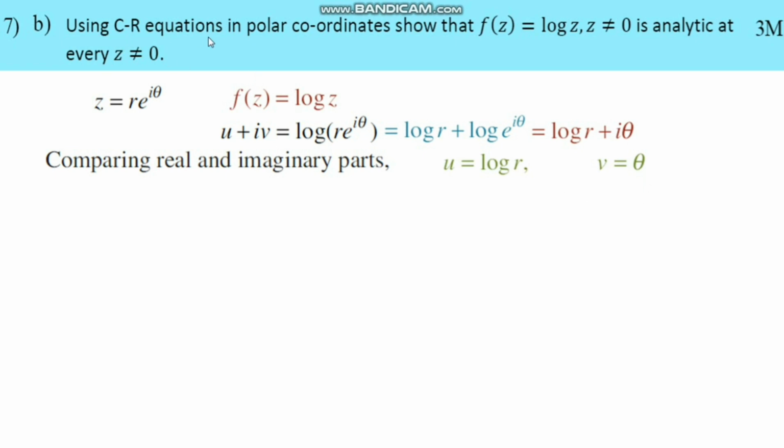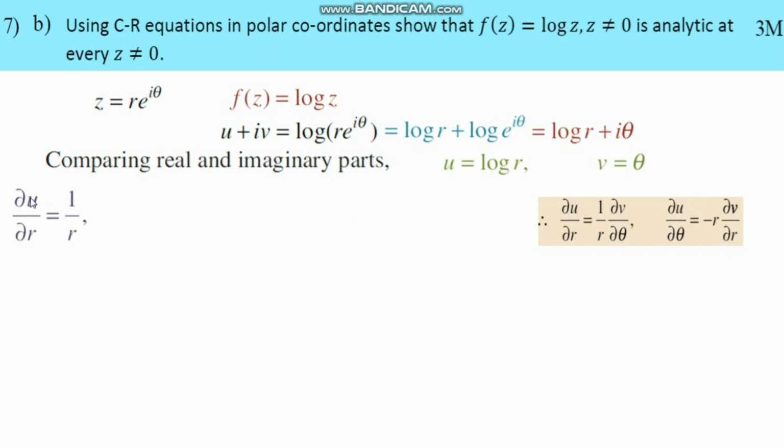Using Cauchy-Riemann conditions in polar coordinates, let us recall them. Dou u by dou r equals 1 by r times dou v by dou theta, and dou u by dou theta equals negative r times dou v by dou r. These are the Cauchy-Riemann conditions in polar coordinates. We need to know the first order partial derivatives: dou u by dou r, dou v by dou theta, dou u by dou theta, dou v by dou r.